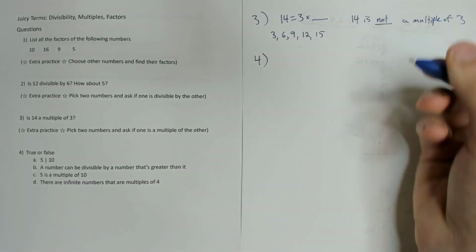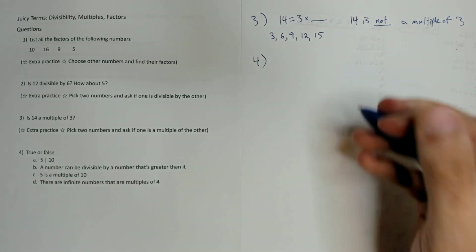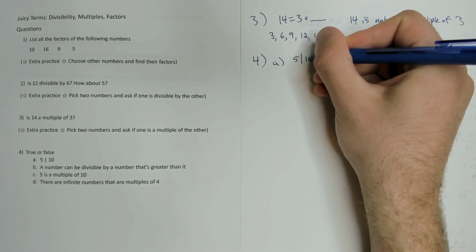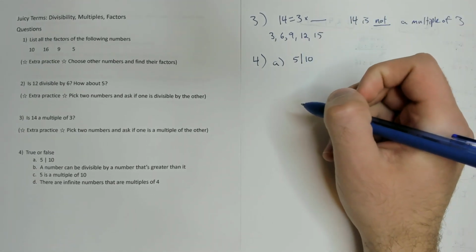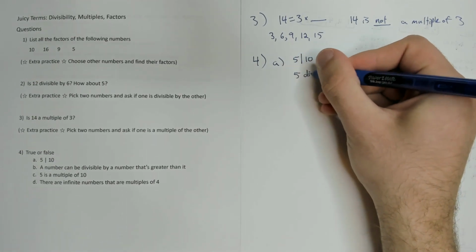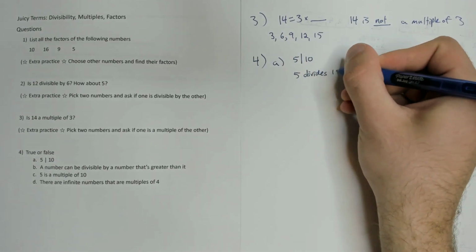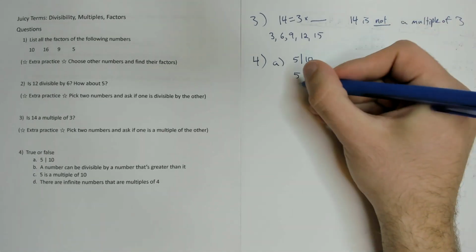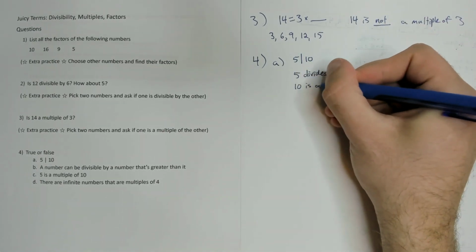And let's go into number 4, true or false. So this first one here, I have A is 5 vertical bar 10. Do you remember what the vertical bar stood for? It stands for 5 divides 10. All right, so that's how we read it. And what was 5 divides 10 the same as? It was the same as the statement 10 is divisible by 5.